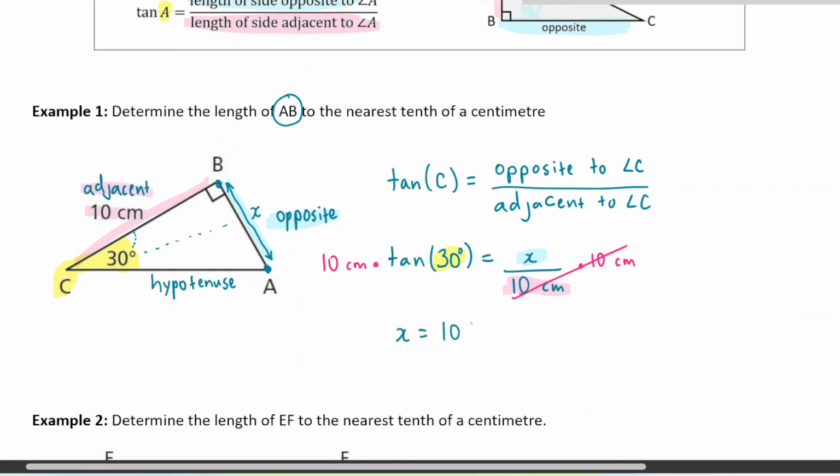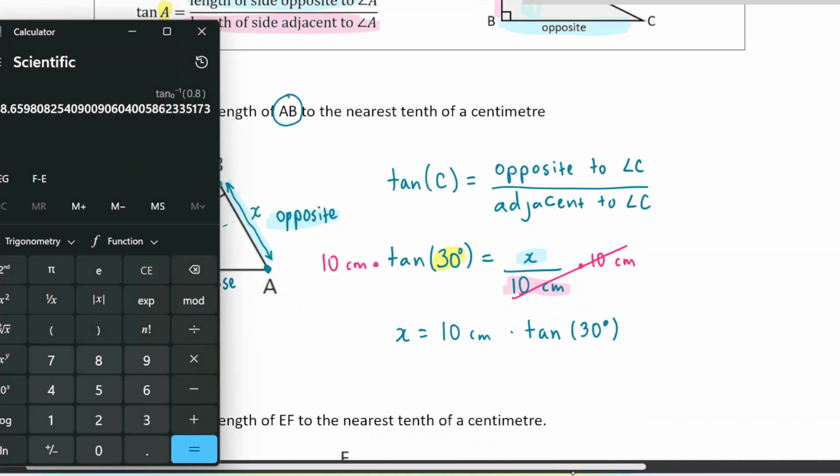X equals 10 centimeters times tan of 30 degrees. So this time I'm using the regular tangent button. I'm not using the inverse tangent button. So I'm just going to clear everything out.